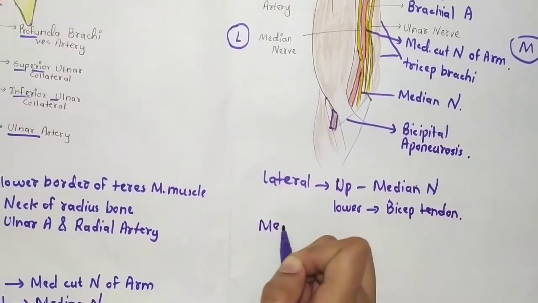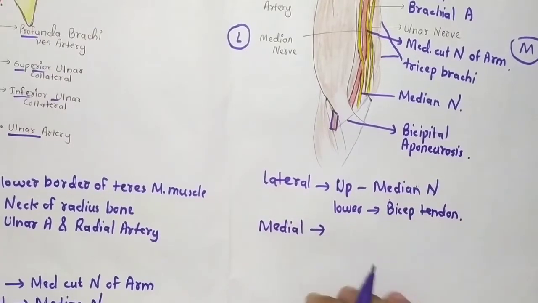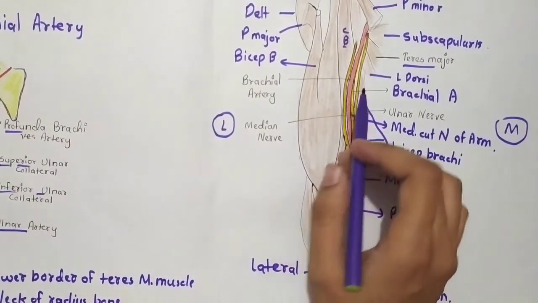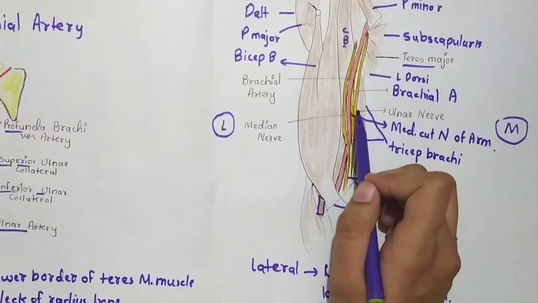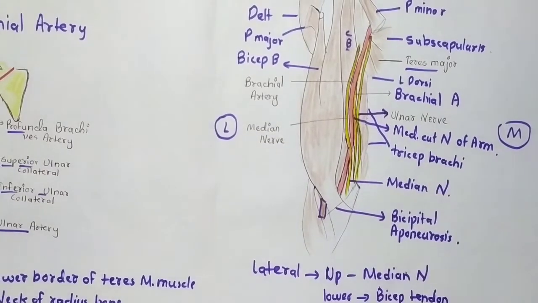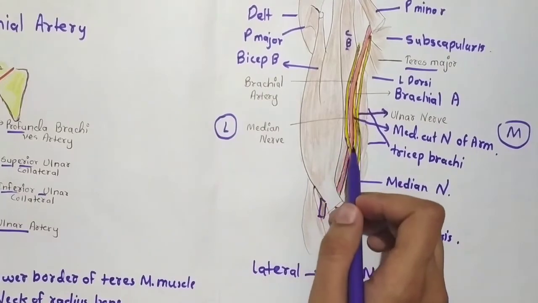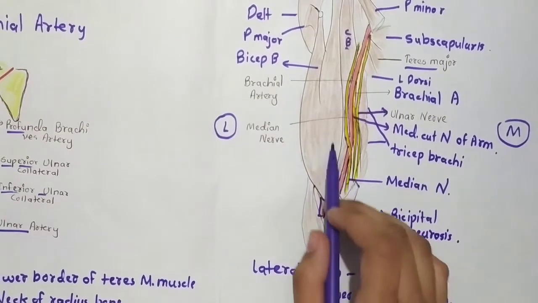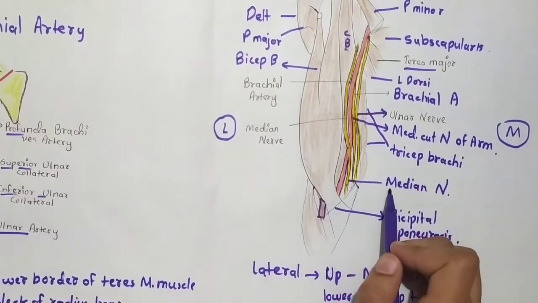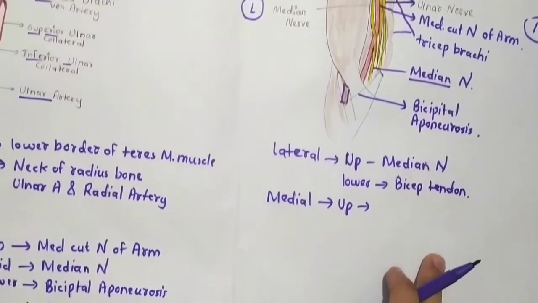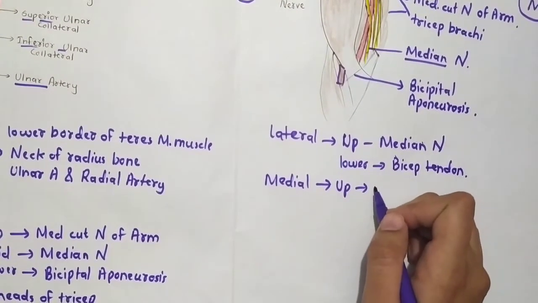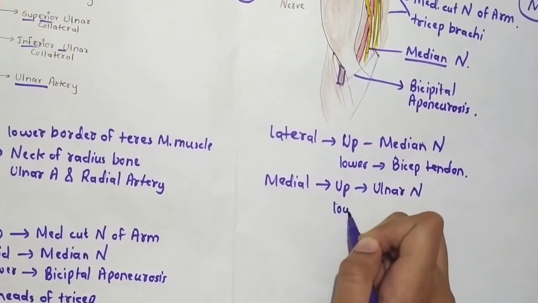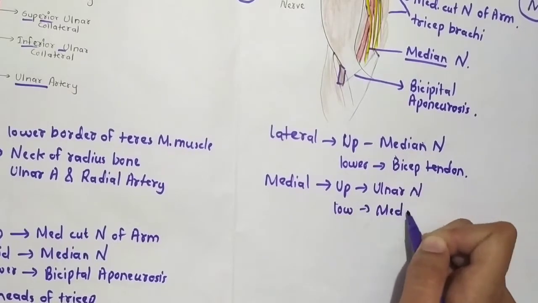And in the medial relation, in the upper part there is the ulnar nerve. This is the ulnar nerve, the most medial in this diagram. In the lower part there is the median nerve, which crosses over this artery anteriorly and comes to the medial side. So in the upper part there is the ulnar nerve, and in the lower part there is the median nerve.